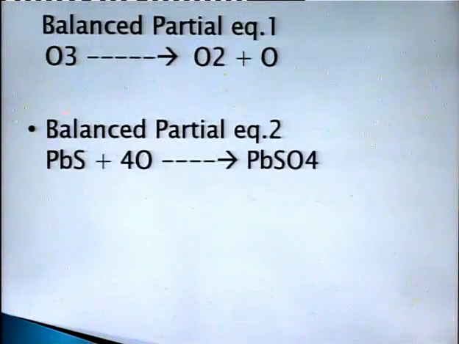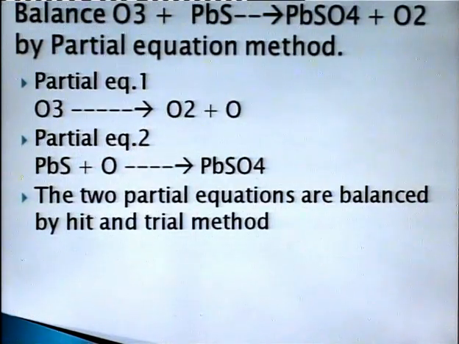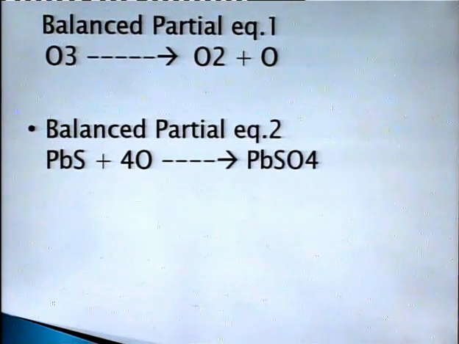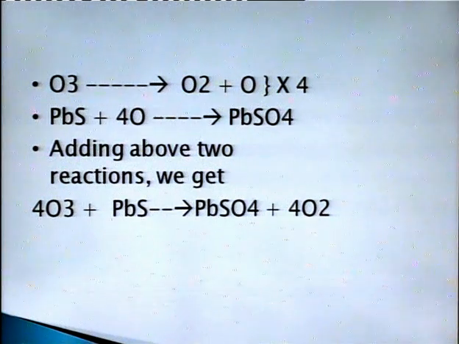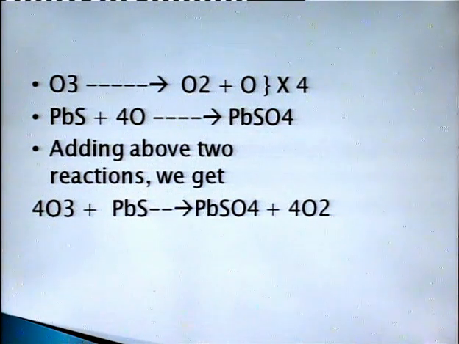Let us see once again that first of all we changed the main equation into two partial equations, and finally we balanced these two equations by hit and trial method, and in the next step we multiply the partial equation 1 by 4 and these two equations are added to get the final balanced chemical equation. So this was all about the two methods, that is hit and trial and partial equation method.